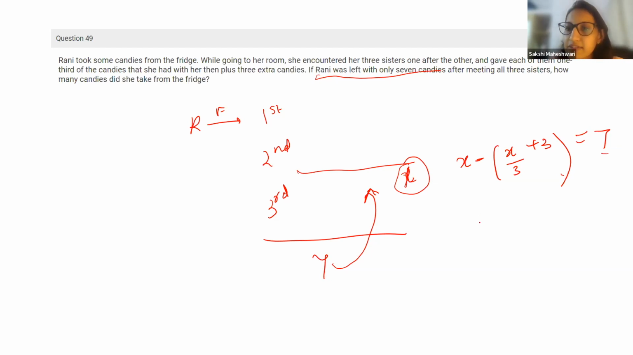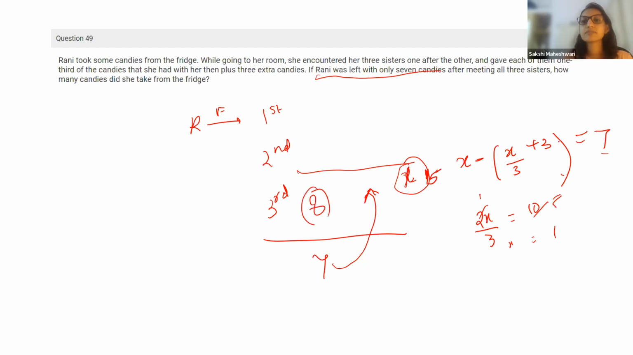Okay. So while you subtract this, this gives you 2x plus 3. This will go that side. This is 10. So this is 2. This gives you that x is 15. Like here she had 15 candies, okay? And she gave 15 by 3, 5 plus 3, 8 to her. Okay. So you'll get a similar equation every time, right?